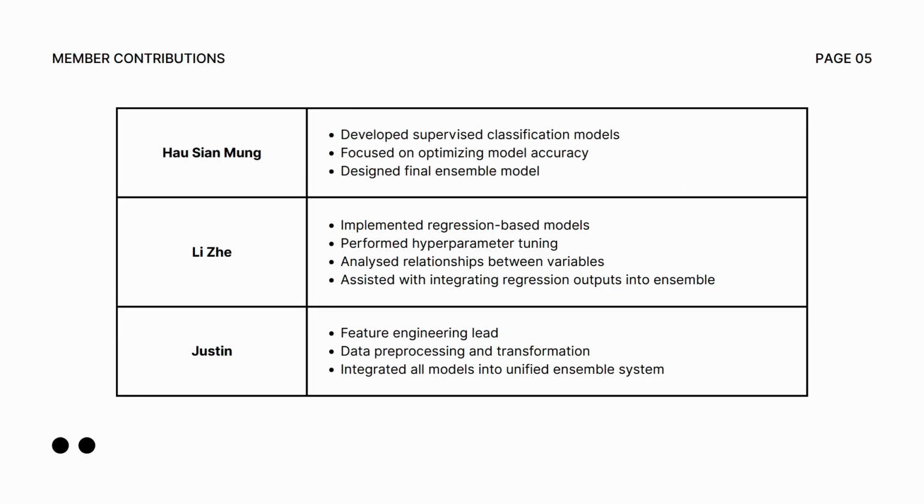So here are our member contributions. Firstly, Xian Meng was responsible for developing supervised classification models. He was focused on optimizing the model accuracy, which led to him designing the final ensemble model that we are using in our final solution. Next, Li Che implemented regression-based models. He performed a lot of hyperparameter tuning for these models and analyzed the relationships between the features. And finally, he assisted with integrating regression output into the ensemble model that we used. And lastly, I was mainly in charge of feature engineering, data processing, and transformation.